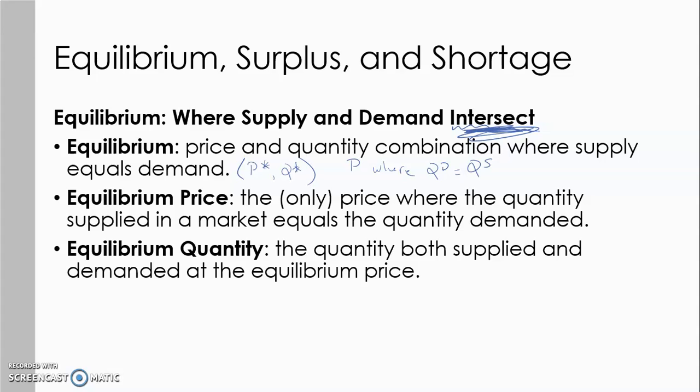That's the only price, based on most of the conditions that we've set up for our supply and demand functions, where quantity supplied in a market equals the quantity demanded. That's due to an assumption of something that we call monotonicity. Please don't write that down. Don't worry about monotonicity. The equilibrium quantity is the quantity both supplied and demanded at the equilibrium price.